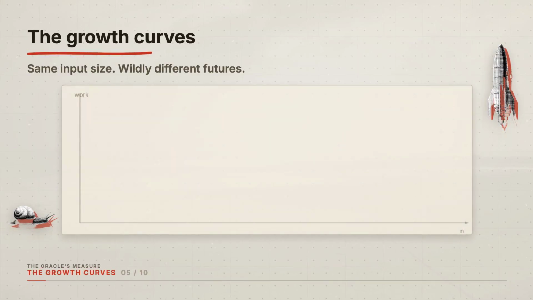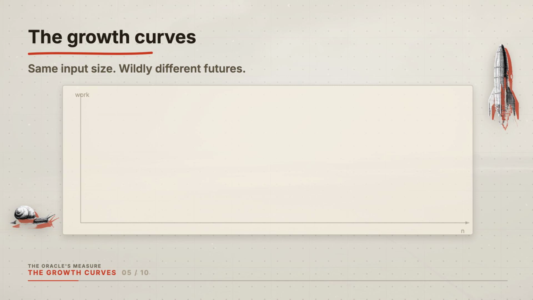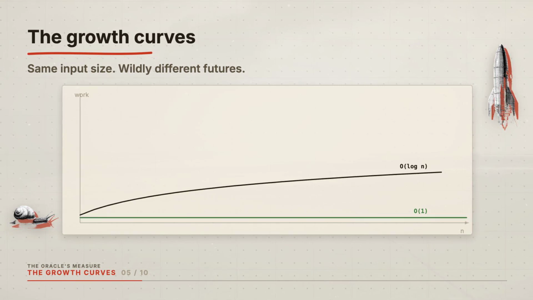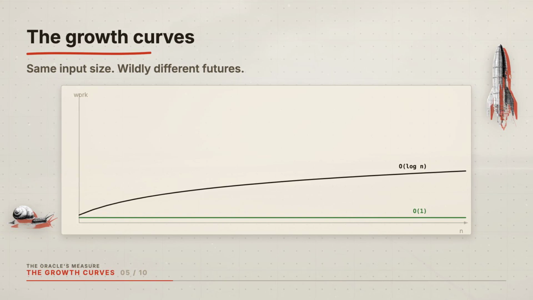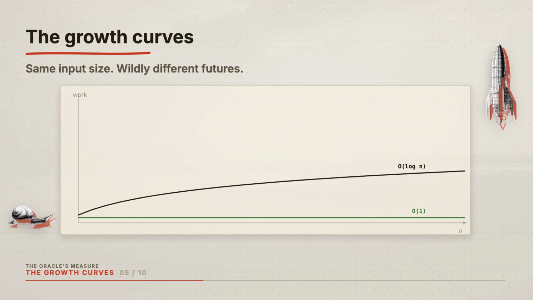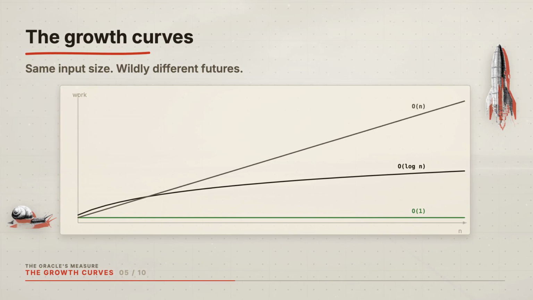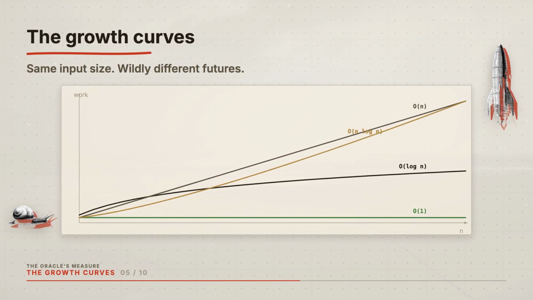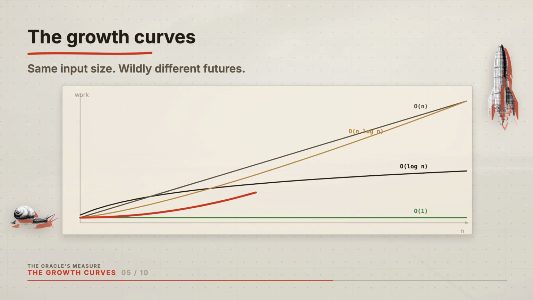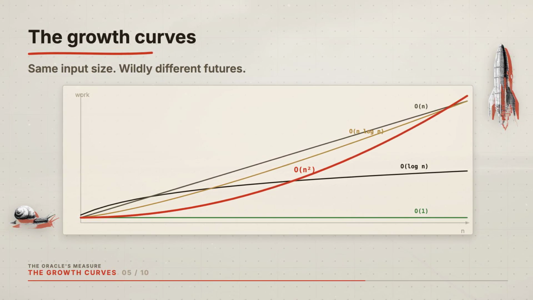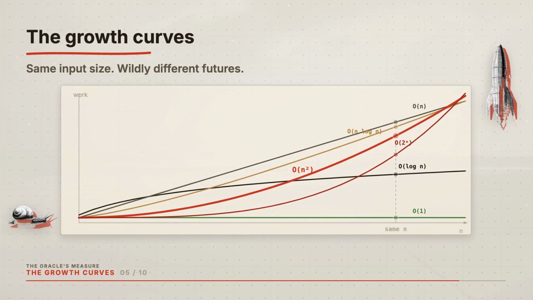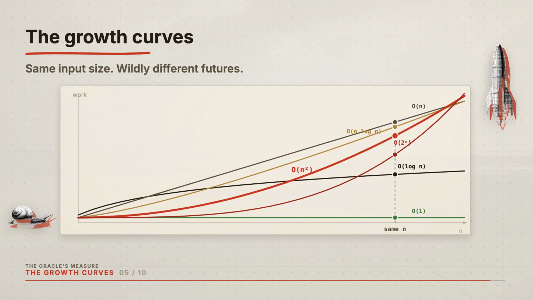Plot the work against the input size, and each glyph becomes a shape. Constant time is a flat line. Logarithmic barely climbs because each doubling of the input only adds one more step. Linear rises in a straight line. Linearithmic, the cost of good sorting, is linear with a gentle upward bend. Quadratic curves upward fast: double the input, and the work quadruples. Exponential is barely usable past a few dozen items. Same input size, wildly different futures.